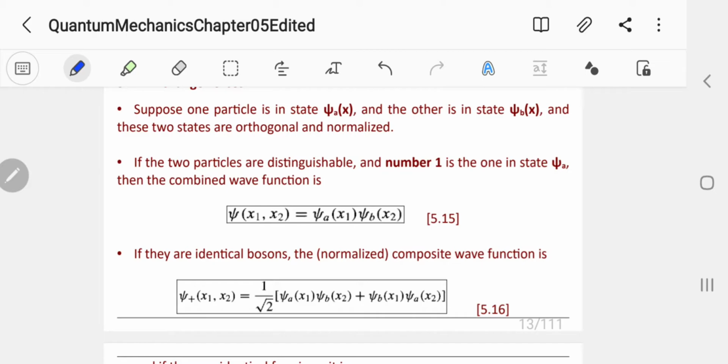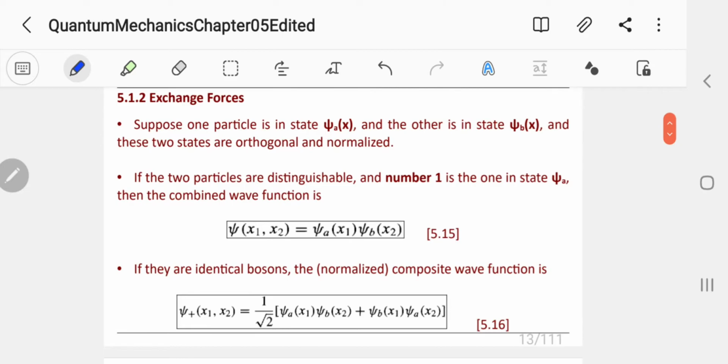Now, suppose one particle is in phi a of x and the other particle is in phi b of x, and the two states are orthogonal and normalized. So if the two particles are distinguishable, the number 1 is in the state 1, and your combined wave function would be this one.